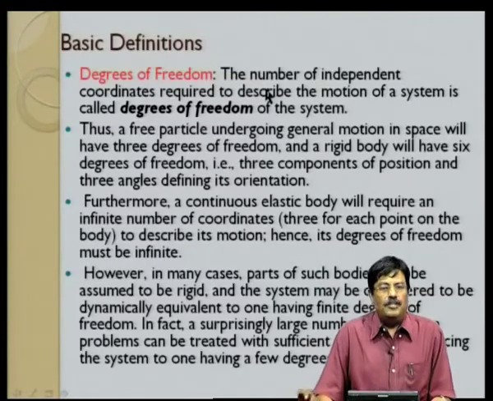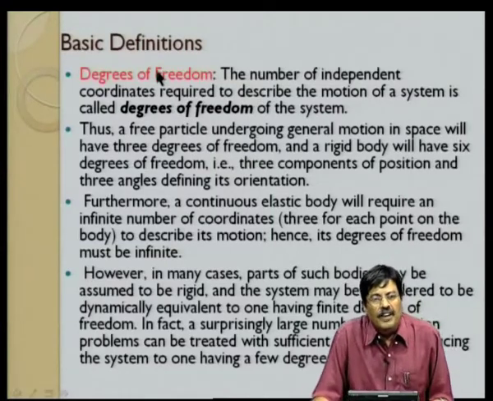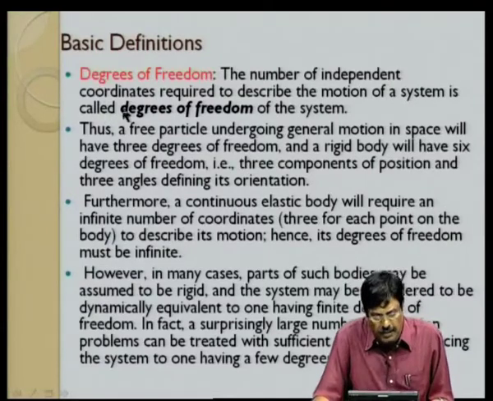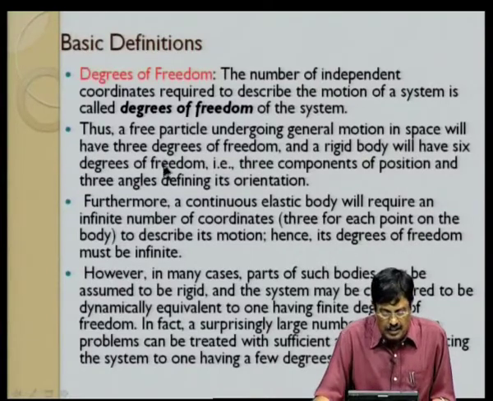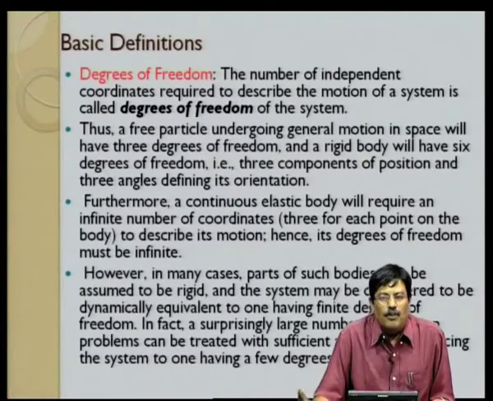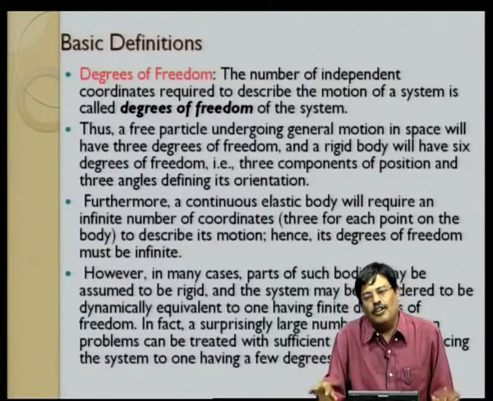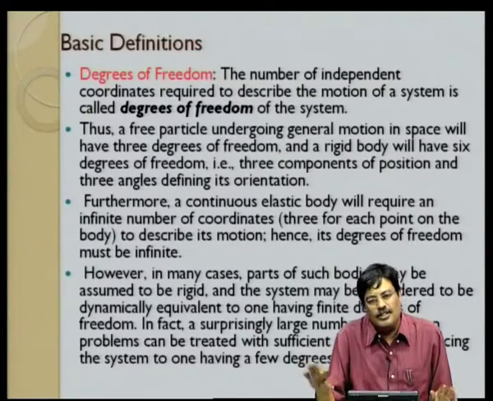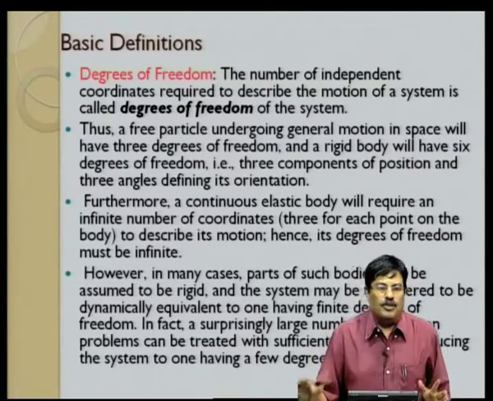So, let us get into some basic definitions here. First is the definition of degree of freedom. How do you define a degree of freedom? It is the number of independent coordinates required to describe the motion of a system. Thus a free particle undergoing general motion, especially a free body, will have 6 degrees of freedom, that is 3 translational motions and 3 rotational motions. In aircraft terms they are called yaw, pitch and roll, which are the rotational ones, and the movement in the 3 coordinate directions is the 3 translational motions.